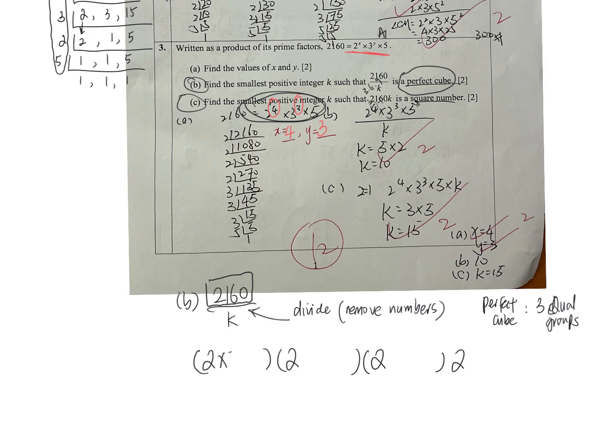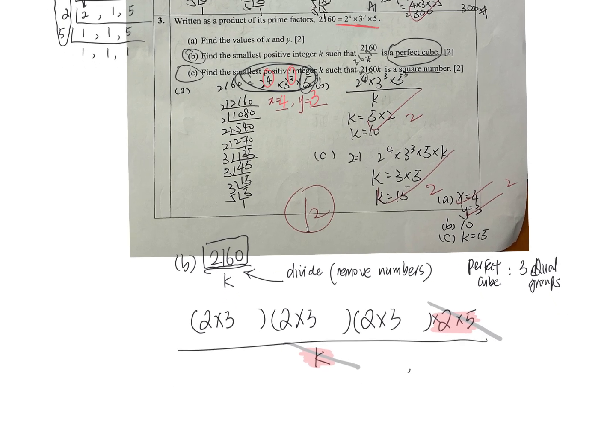Most probably I need to remove it. Then I have 3 3's. Each one just nice. And then I have a 5 that I don't have enough to split amongst the 3 groups. So likelihood is I'll put the 5 outside. So if you look carefully, this K must be this number to remove. So if I can remove this, then I will have a perfect cube. So my K has to be 2 times 5, which is 10.